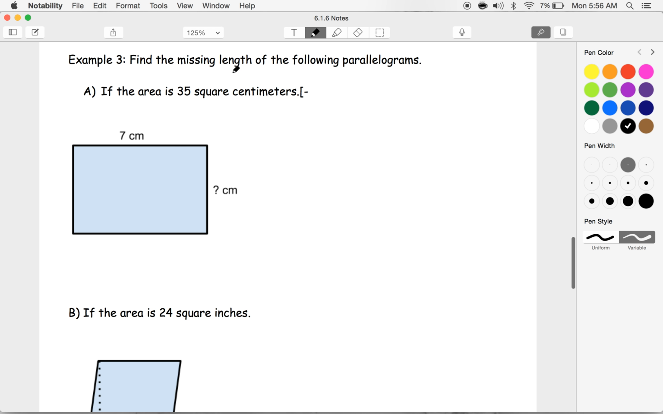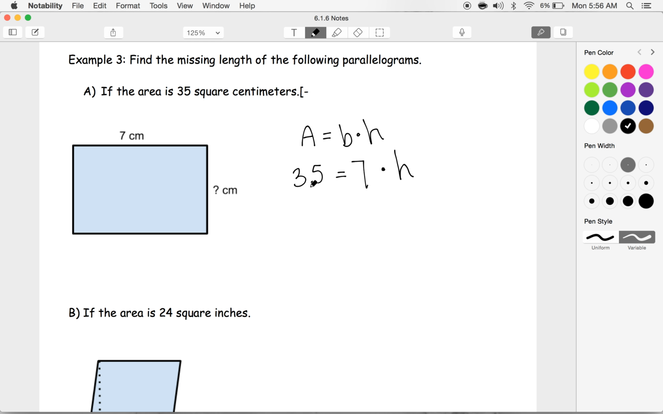Okay, find the missing length of the following parallelograms if the area is 35 square centimeters. All right, so this is 7, and this is something that we don't know. So I know from all my different activities that area is base times height. Now they tell me that my area is 35. I can see that my base looks like it's 7. My height is the part that I don't know, so I'm just going to leave it as an H. I need to think, what number times 7 will give me 35? And I just try stuff.